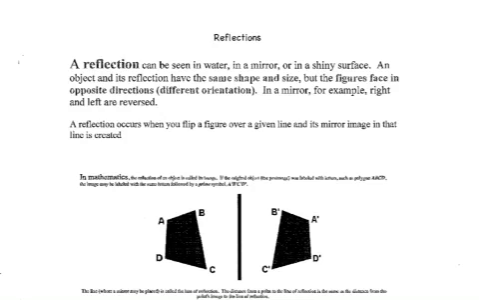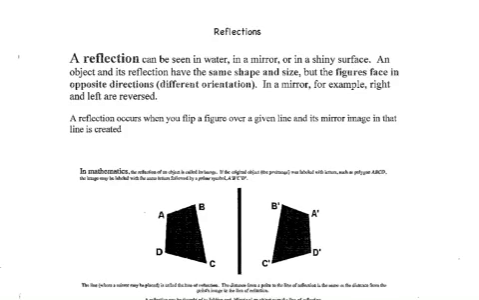It says, a reflection can be seen in water, in a mirror, or in a shiny surface. An object and its reflection have the same shape and size, but the figures face in opposite directions. In a mirror, for example, right and left are reversed. A reflection occurs when you flip a figure over a given line, and this mirror image in that line is created. So take a look at this picture.